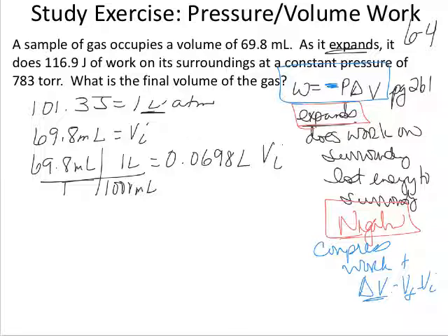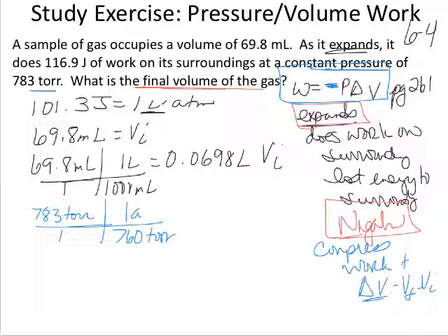We're going to look for the V final. What is the final volume of the gas? We're also given a constant pressure of 783 torr. We need to get this into atmospheres, so you need to know 760 torr is 1 atmosphere. And when you do that math, you get 1.03 atmospheres.